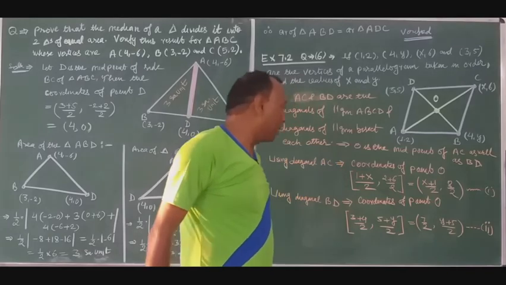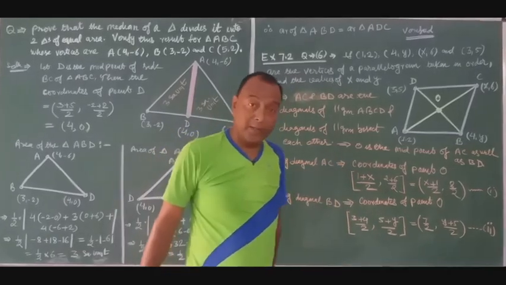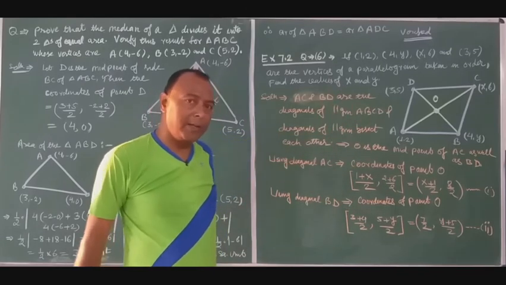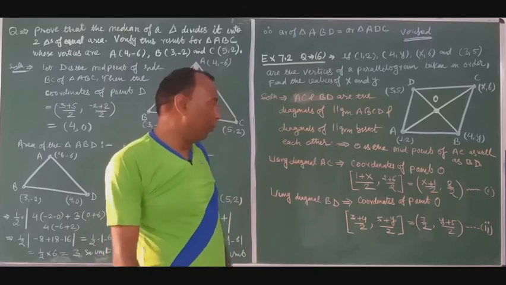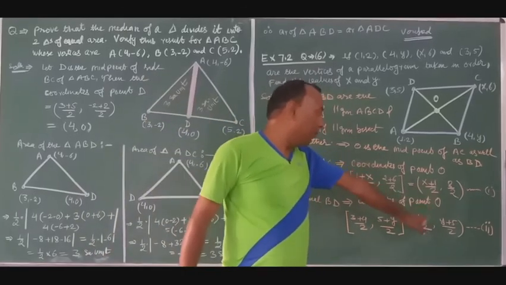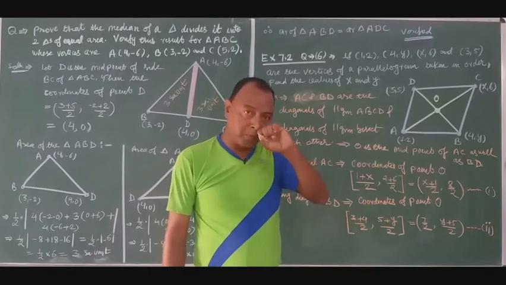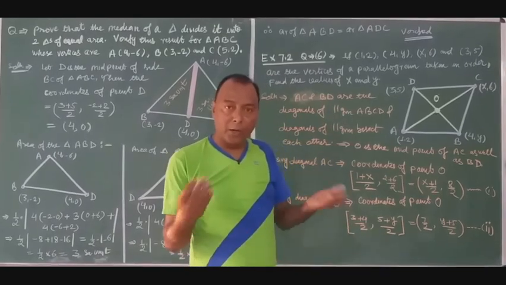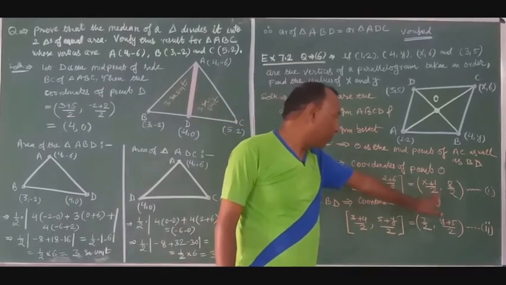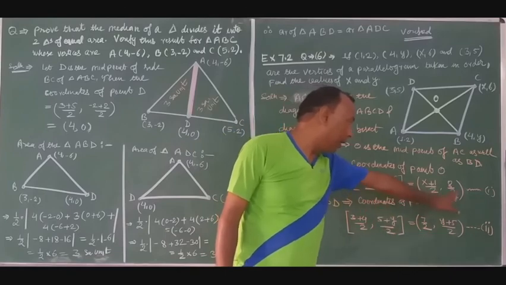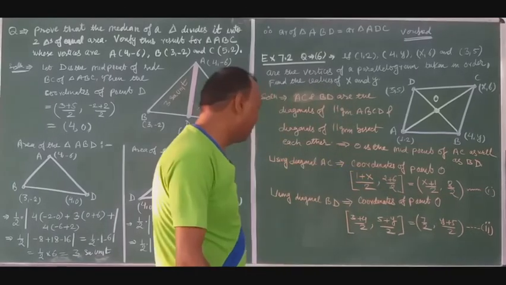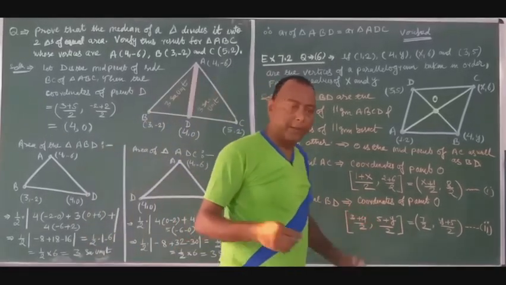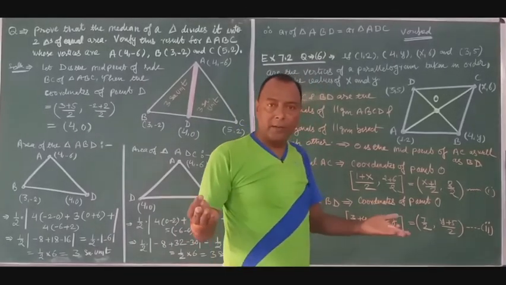Now just look here. Equation number 1 and equation number 2, both are the coordinates of point O. It means the abscissas will be equal, and the ordinates will be equal too. So (x plus 1) upon 2 will be equal to 7 upon 2, and 8 upon 2 will be equal to (y plus 5) upon 2, because they are the coordinates of the same point.